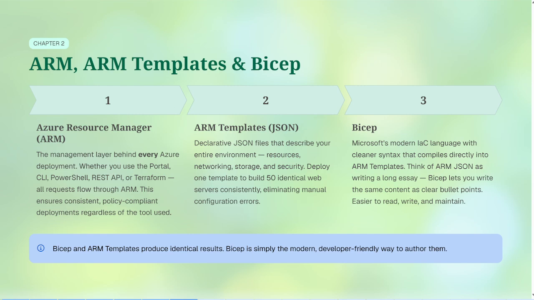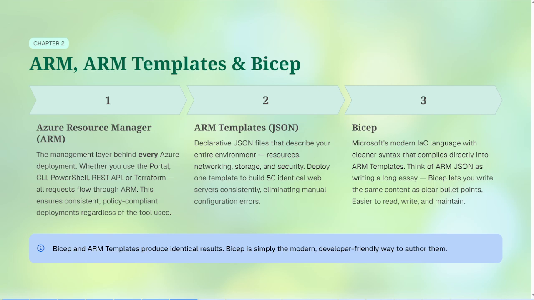Bicep does not replace ARM. Instead, Bicep is another way to create ARM deployments. When you deploy a Bicep file, Azure automatically compiles it into an ARM template behind the scenes. That means ARM templates and Bicep produce the same Azure resources. The difference is only in how you write the deployment definition.